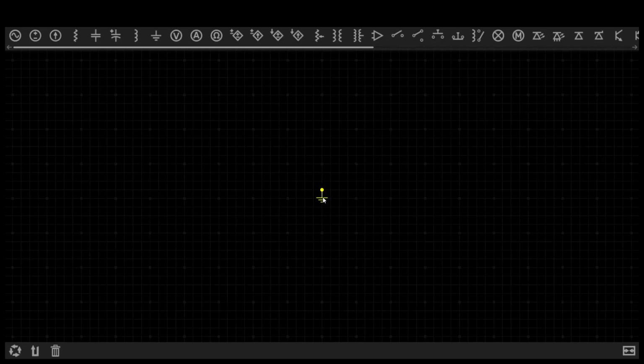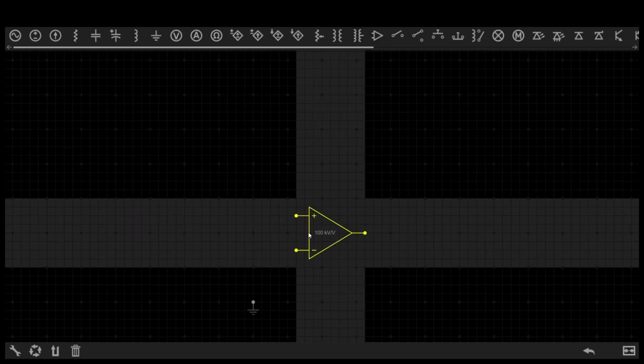Hello everyone. Today, we're diving into the world of electronics to explore the fascinating concept of Schmitt triggers.